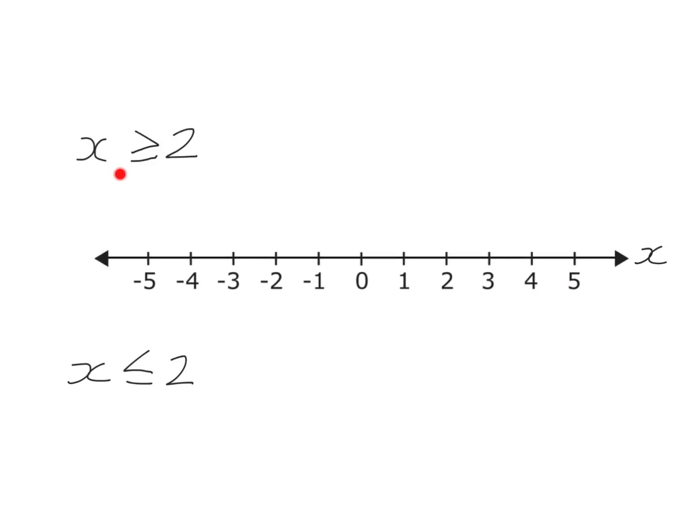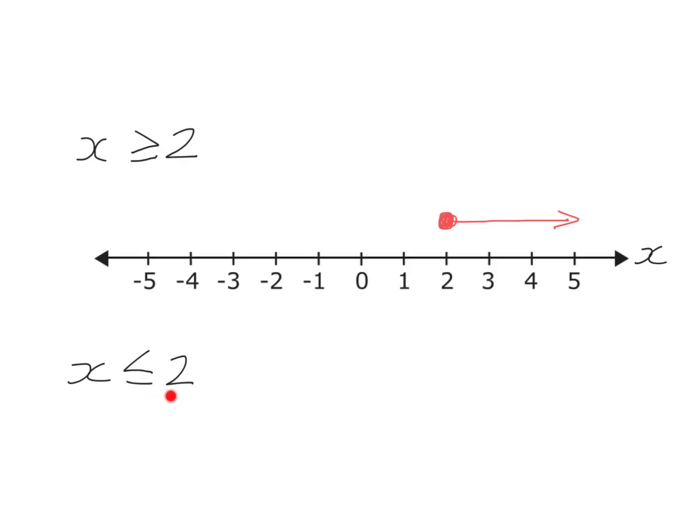What about this one? x is greater than or equal to 2. We need to find where 2 is, and 2 is over there, and we need a closed circle, so we're going to color it in. We put our arrow going to the right. That represents that x is greater than or equal to 2, therefore any value greater than or equal to 2 on the number line going in the direction of the arrow.